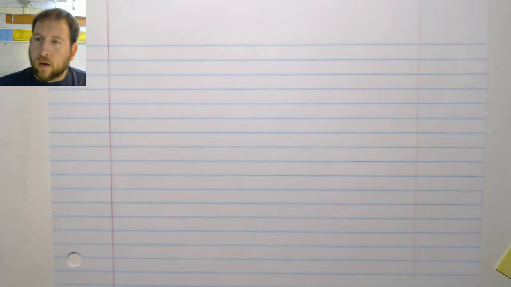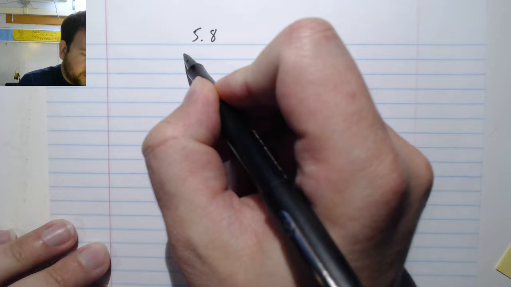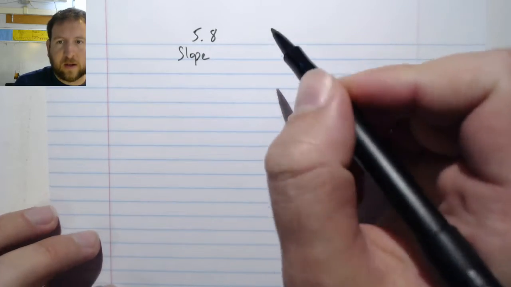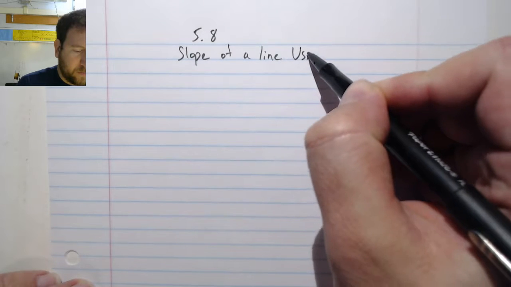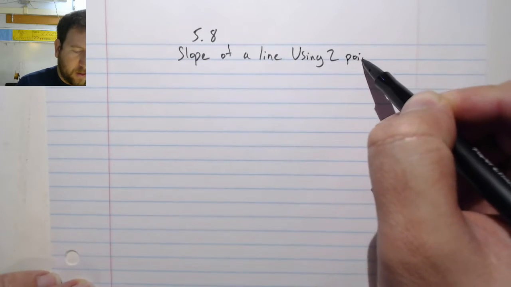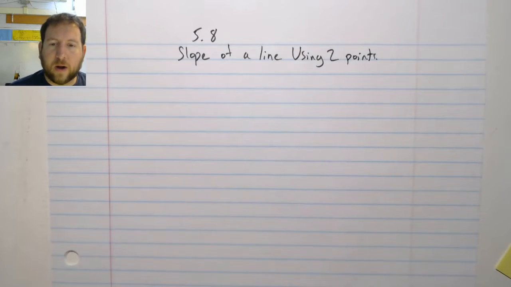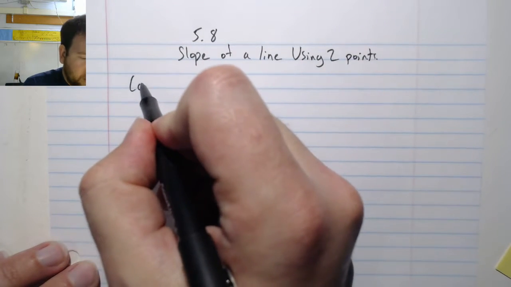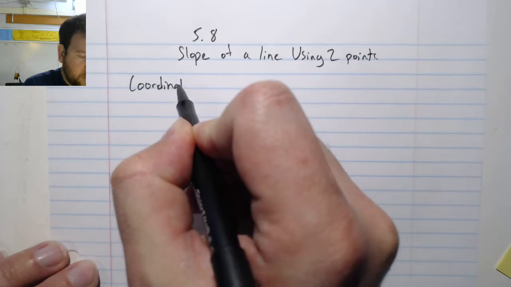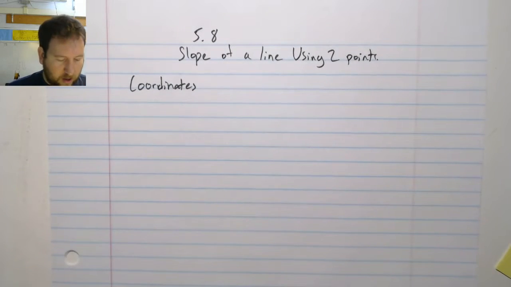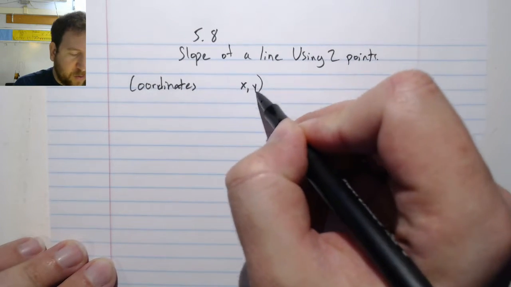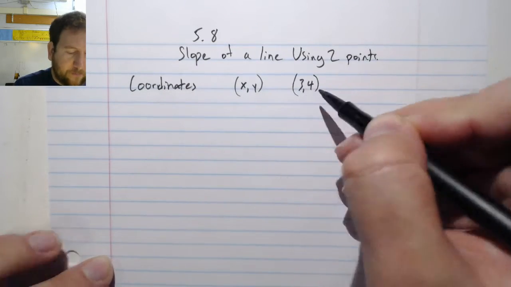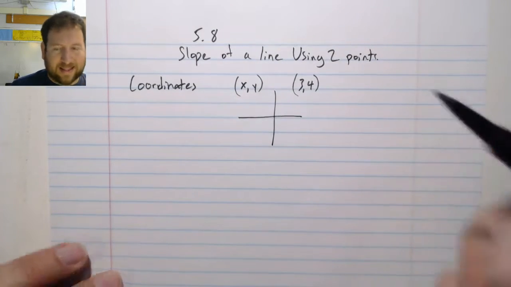All right, we're going to move on to our next section, and we're going to talk about the slope of a line. Well, continuing talking about slope of a line using 2 points. In this case, again, remember that we are going to be using coordinates. And coordinates tell us a point's exact position, and they always look like x, comma y, or I could say 3, comma 4, and then I could draw that on my line, right?